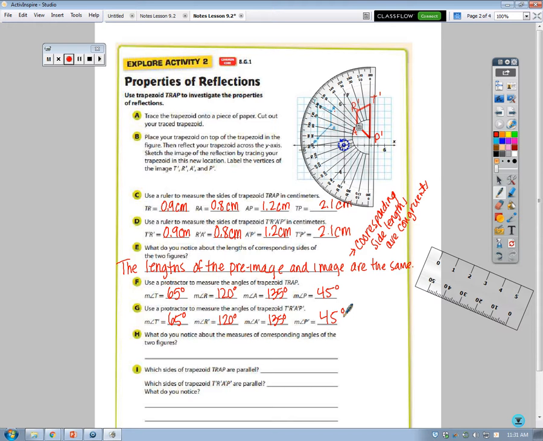So what do we notice about the measurements of the corresponding angles of the two figures? Well, just like the lengths, they are the same. So the measure of corresponding angles are the same. Could we say the angles are congruent? Are they the same size, same shape? Yep, we could also say that these are congruent.